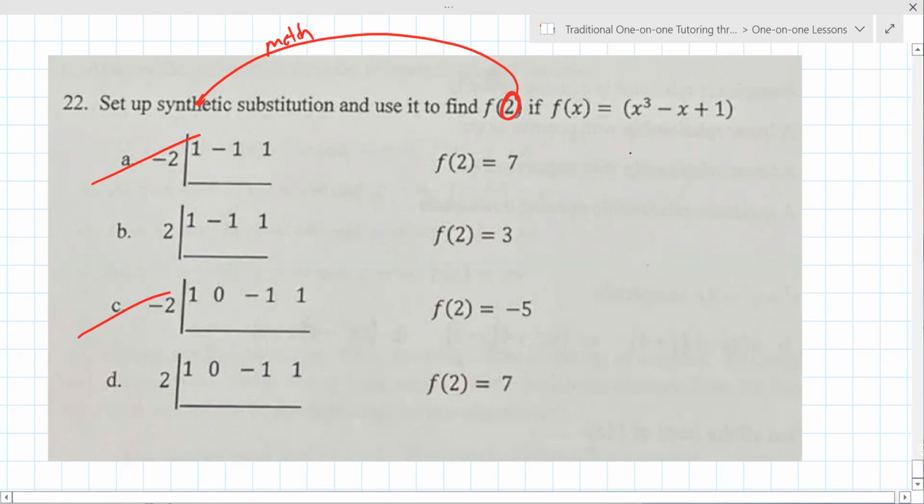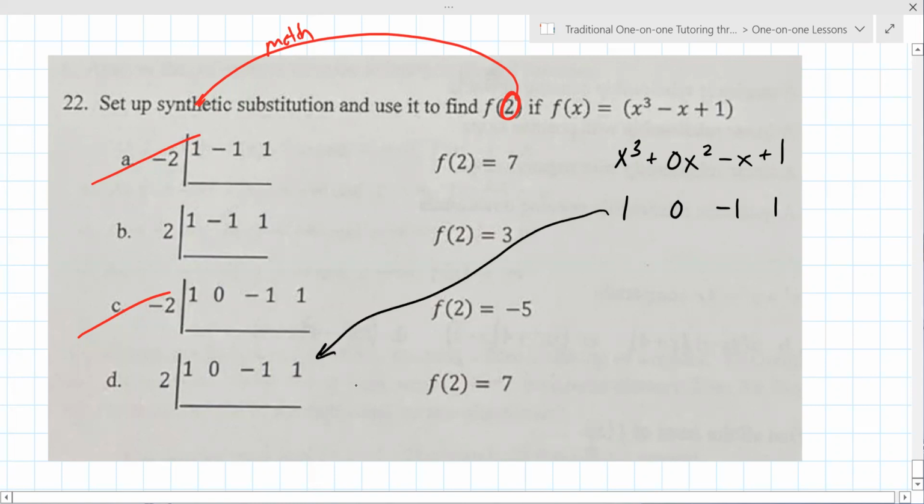So that's an important thing. The next thing is to rewrite this polynomial here with the missing ones. What's missing? 0x squared. The reason it's missing is that these have to be listed in descending order. So your coefficients are 1, 0, -1, 1. And those are the coefficients that you're looking for here. So your answer is D without even answering it.